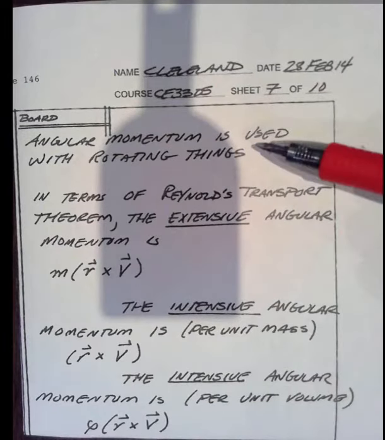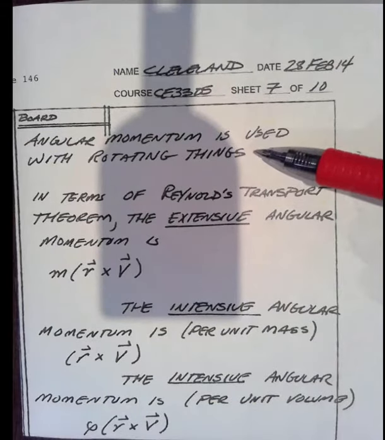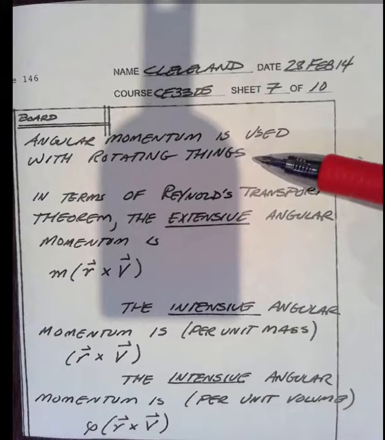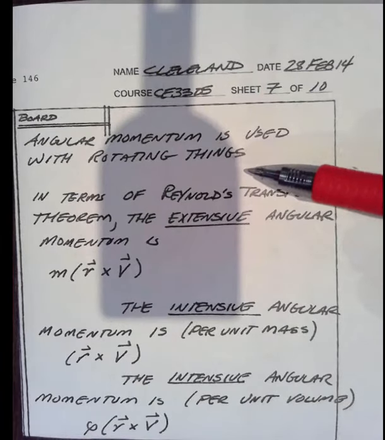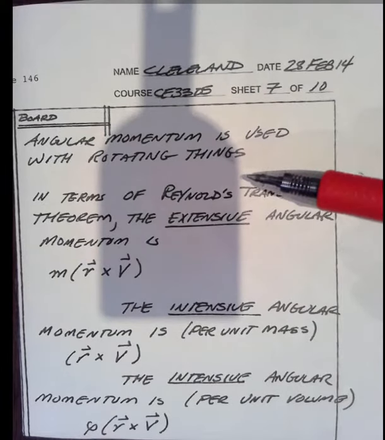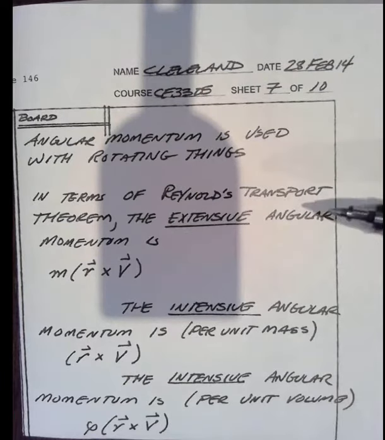Now, angular momentum is used when things are rotating, and the conservation of angular momentum, also known as the moment of momentum, is used to explain how forces cause rotation or how rotation is stopped by applying a force. And it's a fundamental concept in things like pumps and similar machines.